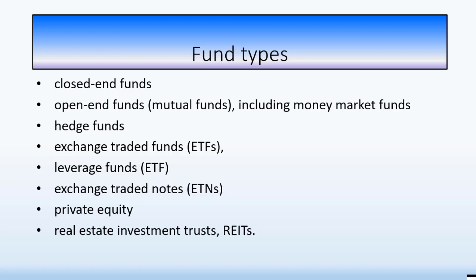And not only that, but REITs can also be leveraged to some degree, and they borrow money. Closed-end funds and open-ended funds generally do not borrow any money. Hedge funds will borrow money. Exchange-traded funds tend not to borrow any money, except the leveraged funds that we talked about, the 2X and 3X. They can be leveraged. Private equity can be leveraged, and REITs can be leveraged.